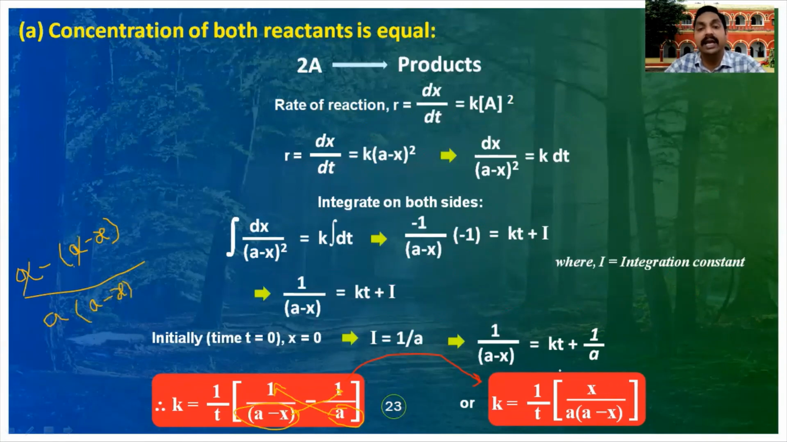Thus we can derive the second order rate constant expression of a second order reaction when the concentration of both the reactants is equal. जब दोनों reactants का concentrations बराबर है, तब उस केस में सेकंड ऑर्डर रिएक्शन के रेट का एक्सप्रेशन क्या होगा, हम ऐसे देख सकते हैं.